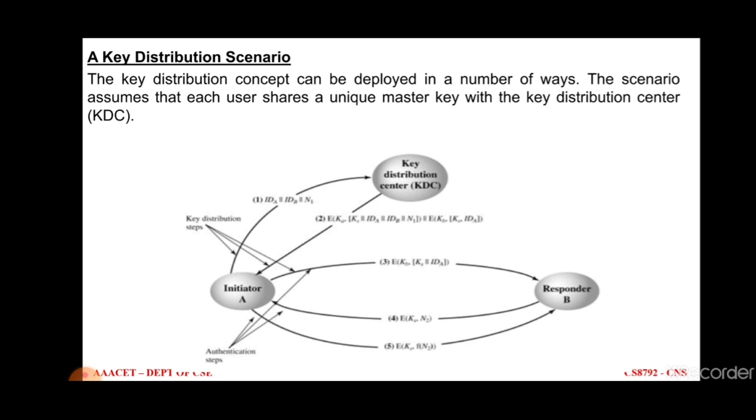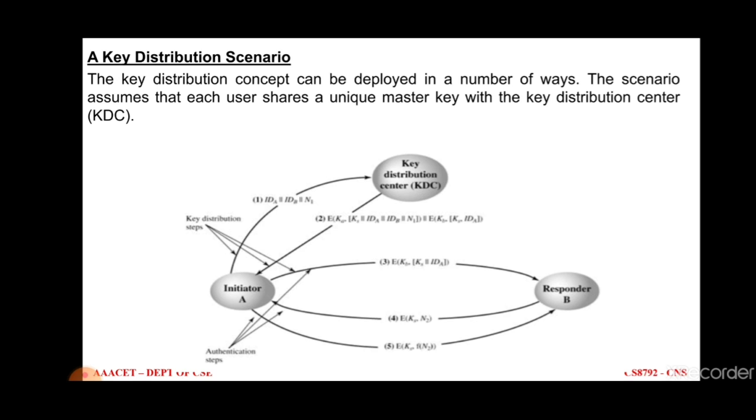Here each and every individual user shares a unique master key with the key distribution center, called the KDC. So the concept is that we have to distribute the key, and there is one center to distribute the key, which is called the key distribution center. You can see in this diagram there are two participants, one is the initiator and the other is the responder. A is the initiator and B is the responder. And one more point, the KDC, key distribution center.